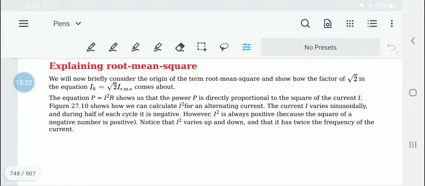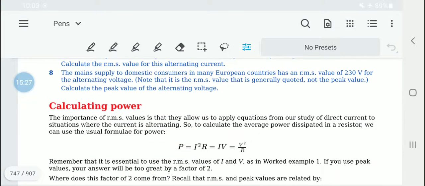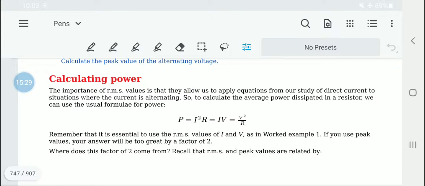But before that, let's write down this note. To calculate power, using the average power values that we have obtained, we can use the direct current equations. P equals I squared R equals IV equals V squared upon R. Leave a line, put a star and write down.